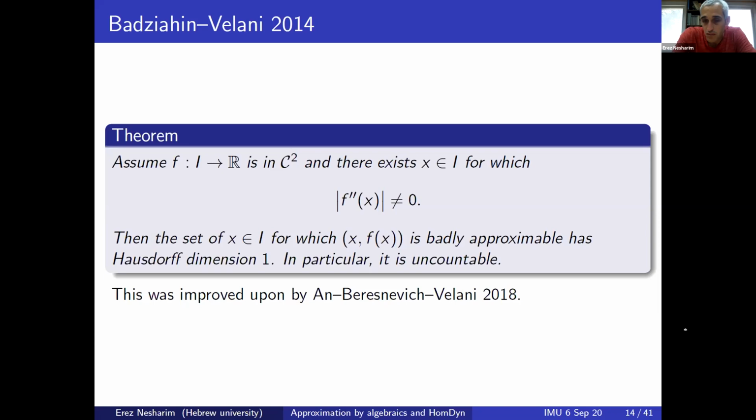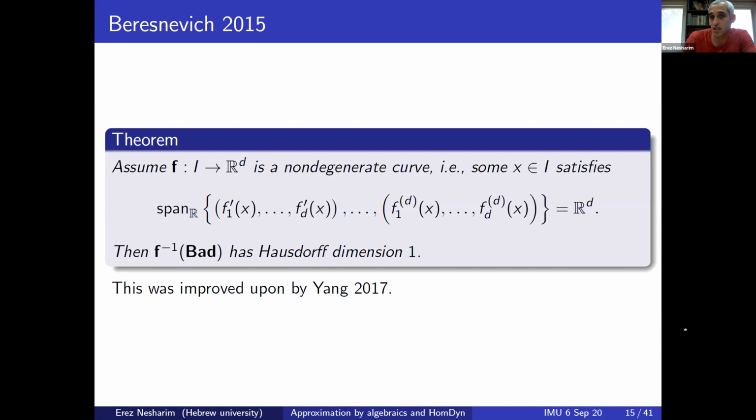And then a bit afterwards, this was generalized by Beresnevich to higher dimensions. So whenever you have a non-degenerate smooth curve, smooth enough, then it has many badly approximable vectors on it.